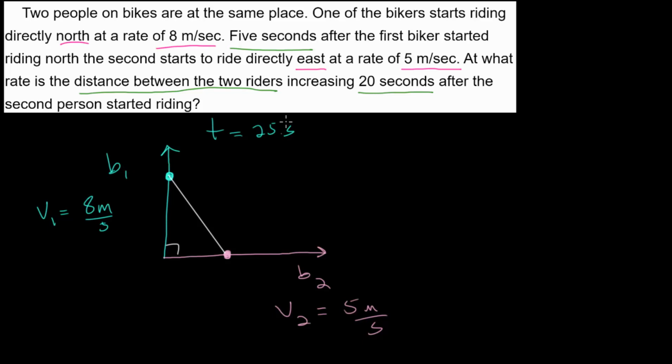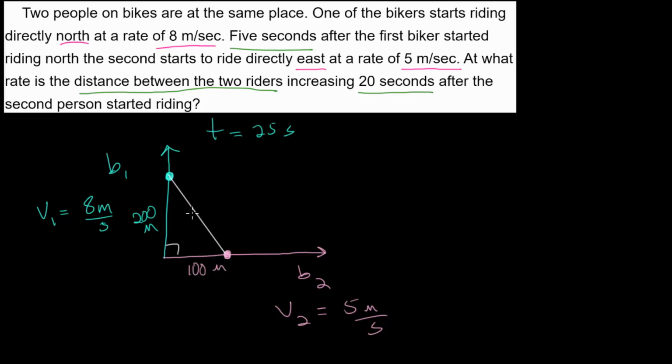After 25 seconds, we can just multiply 8 meters per second by 25 to figure out how far biker 1 has gone. And 8 times 25 is just going to be 200 meters. And for biker 2, remember that this biker starts 5 seconds late, so we really are only going for 20 seconds, and 20 times 5 would be 100.